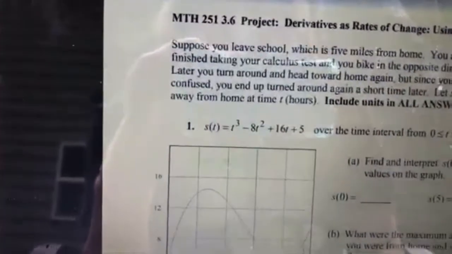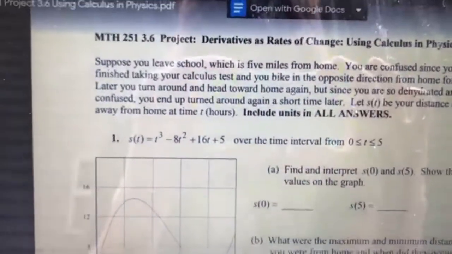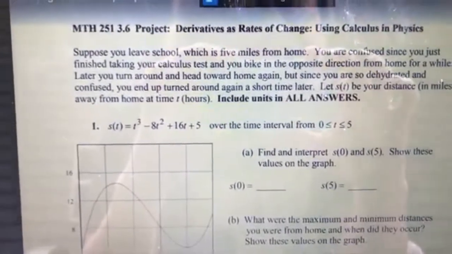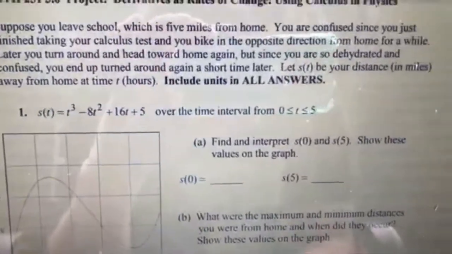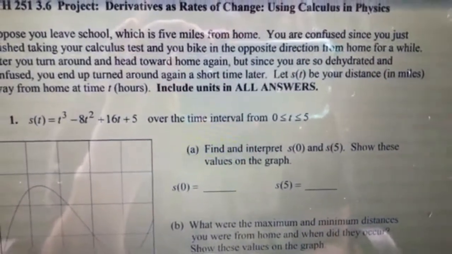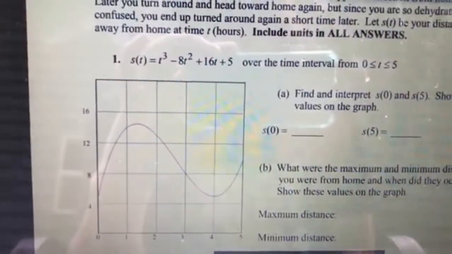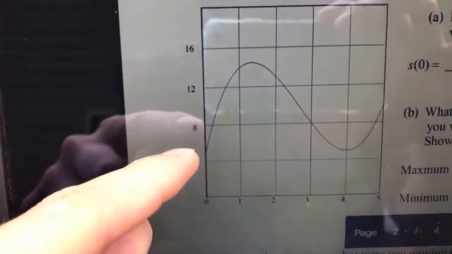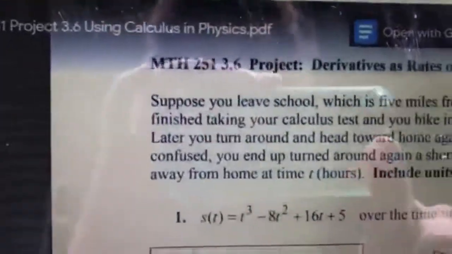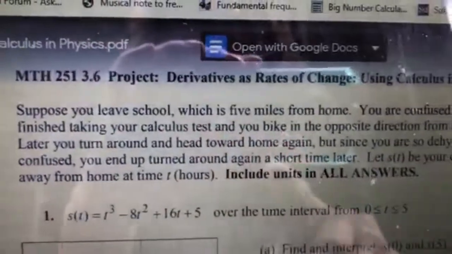So the function s of t is equal to t cubed minus 8t squared plus 16t plus 5, and we're looking at the graph over the time interval 0 is less than or equal to t, and t is less than or equal to 5. This is the graph, and as you can see, at time t equals 0 you're 5 miles away from home, which is what it says up here. Suppose you leave school, which is 5 miles away from home. That's your t equals 0, 5 miles. Anyways, find and interpret s of 0 and s of 5. Show these values on the graph.